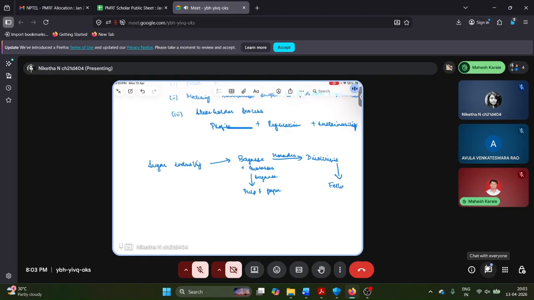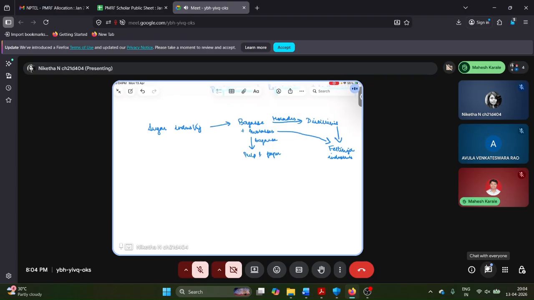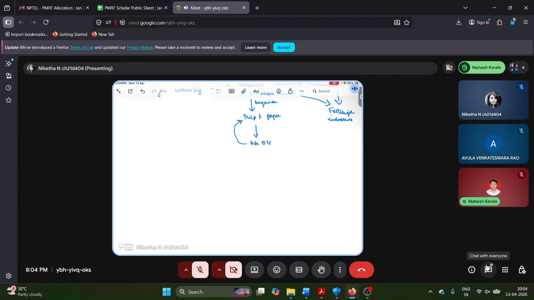So molasses can be taken directly to the fertilizer industry. And whatever sodium hydroxide is generated from the pulp and paper industry can be recycled back. So that creates a circular process. Okay, this is just an example.